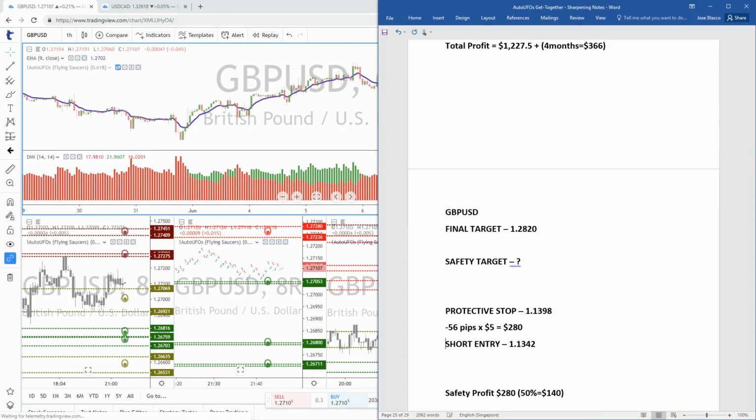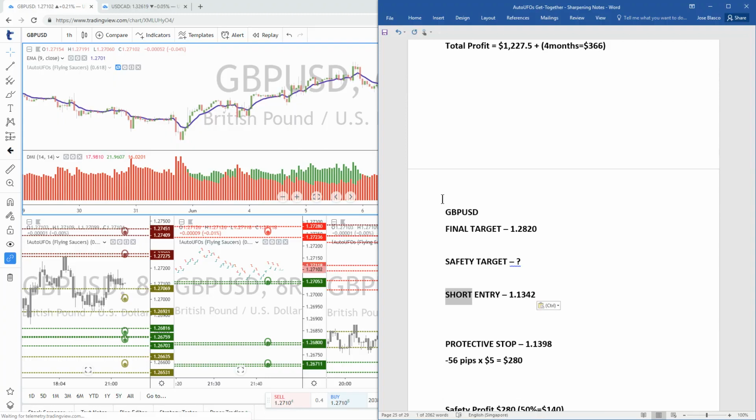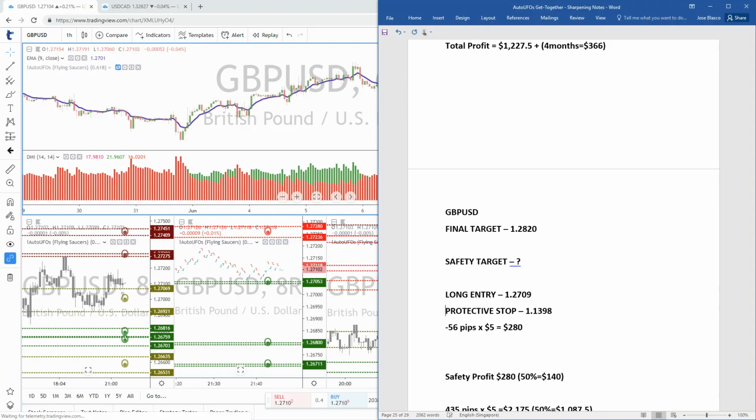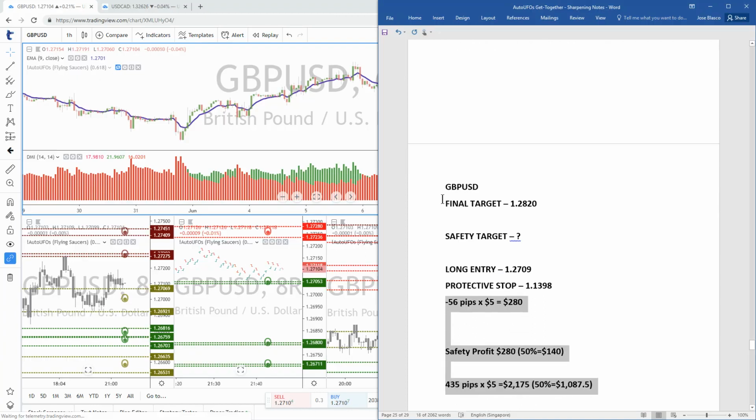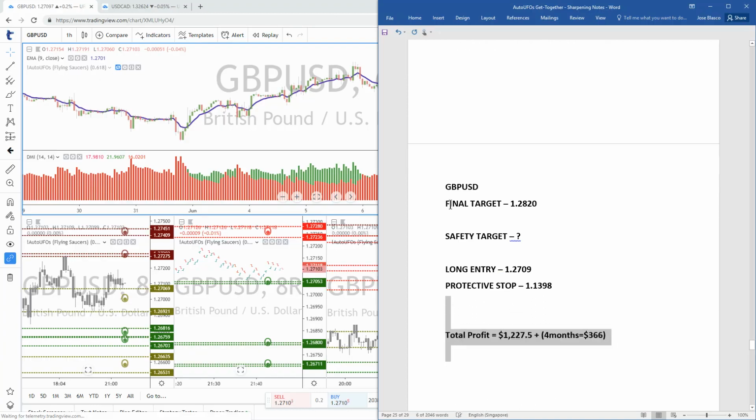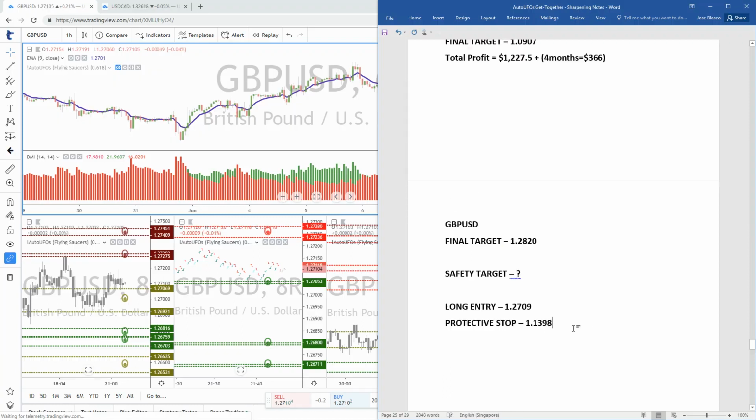Then I'm going to have a long entry. We know where the long entry is going to be. The long entry is going to be located at 127.09 based on what we said before. And then we're going to have a protective stop, which is going to be located below, 126.92. But remember, because it's a stop, we add 5. In this case, we subtract 5, so that's going to be 87.